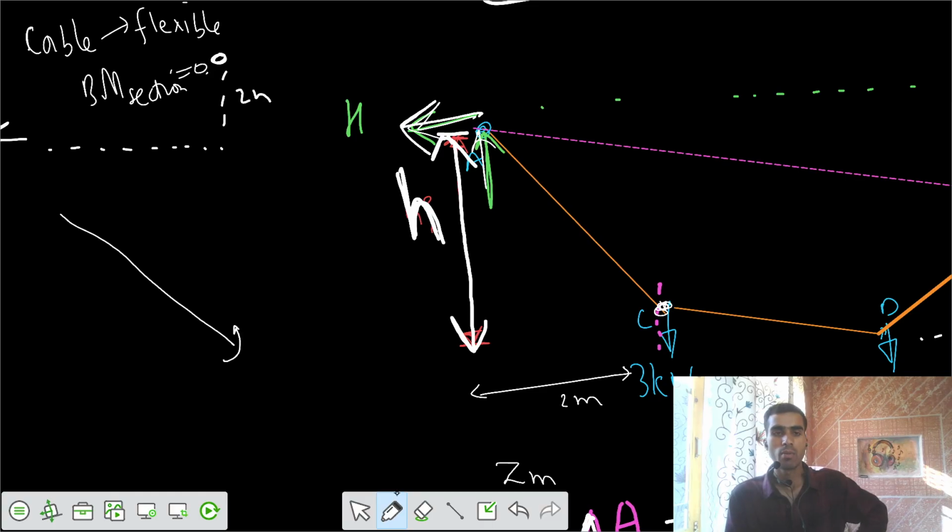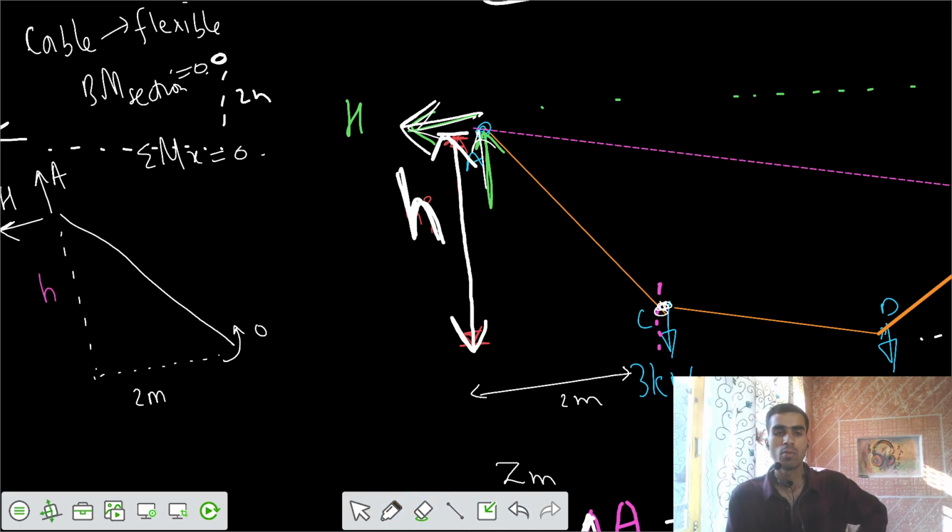Here the bending moment at that section equals 0, and with all the other loads we have, you apply summation of moments at that section equals to 0. We have only two reactions: one is H and one is the reaction at A. And we have the ordinates also, vertical and horizontal. This is your 2 meter horizontal, and this is your unknown vertical h. So this is your h.